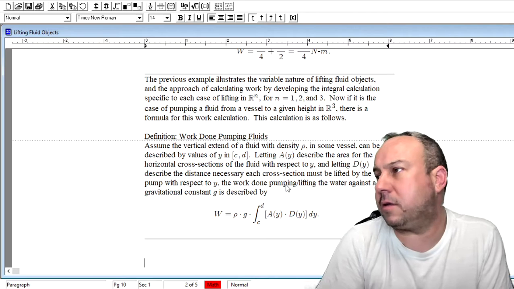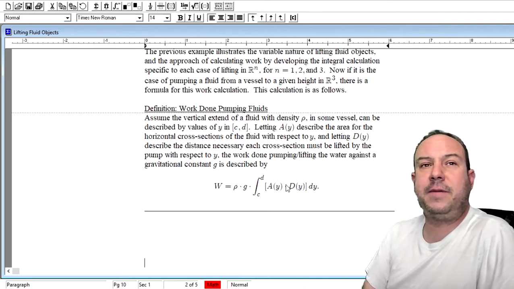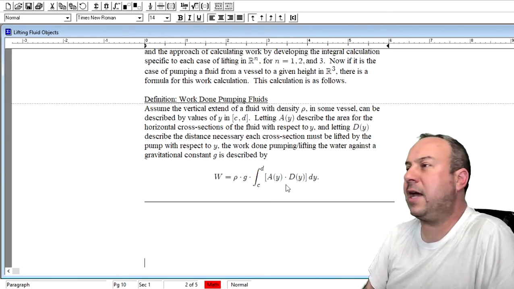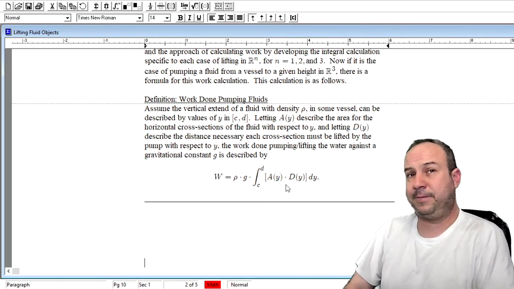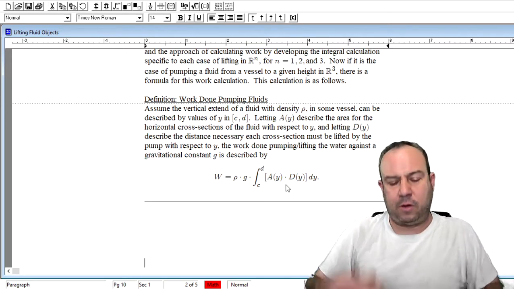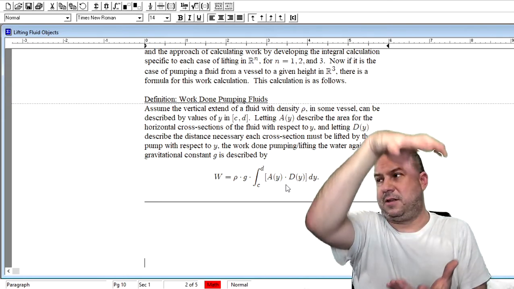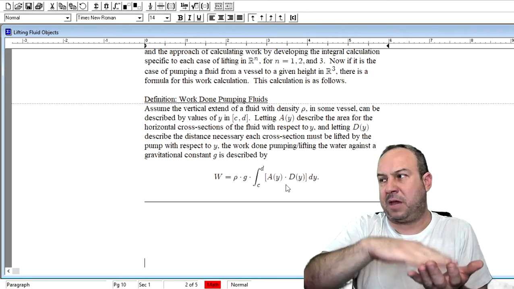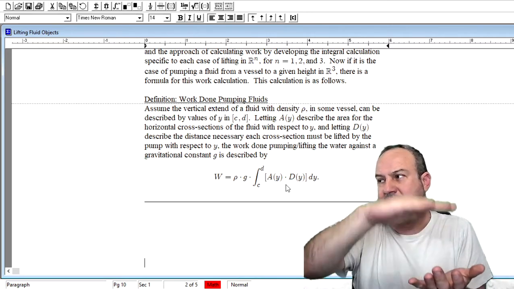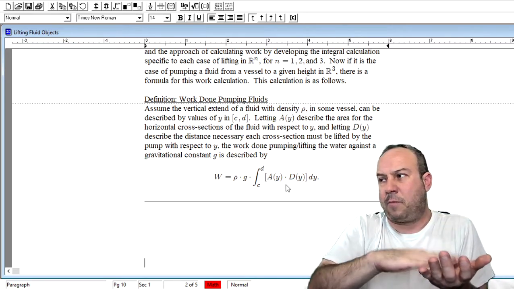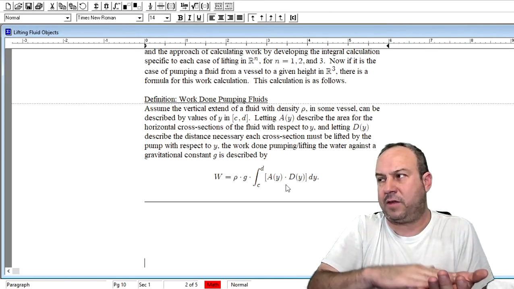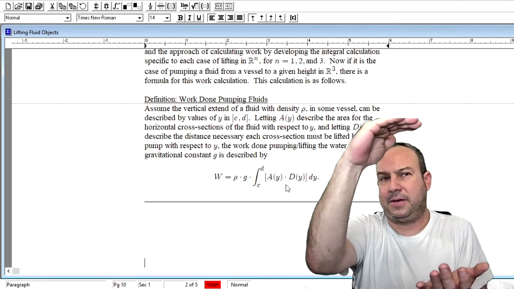Assume the vertical extent of a fluid with density rho in some vessel can be described by the values of y in some closed interval from C to D. So let's say we had this vessel, and there was this vertical extent of fluid in that vessel. Maybe it's from just the floor of the vessel to halfway up it, or to 3/4 of the way up it, or maybe it's from the floor of the vessel to the top, right?